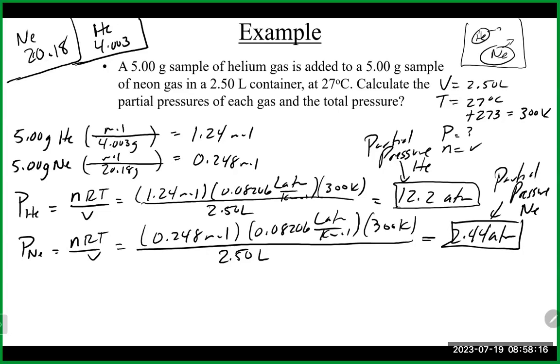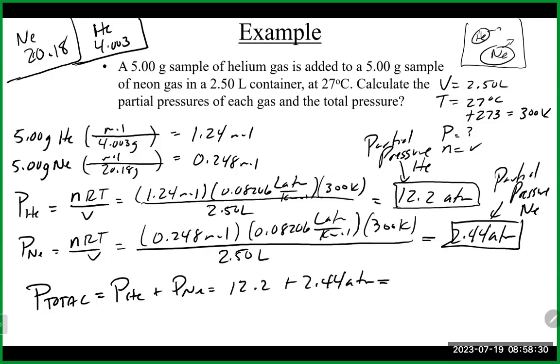At this point, the total pressure will be the contribution basically of both of these gases, the helium plus the neon. So in this case, we'll take 12.2 plus 2.44 atmospheres, and that will get us about 14.6 atmospheres as our total pressure in this particular case. Any question on any of that there?